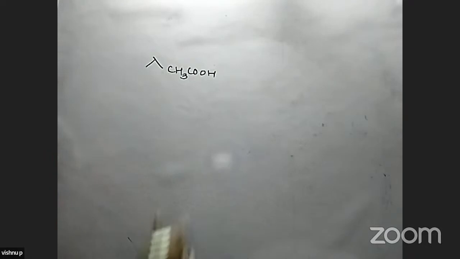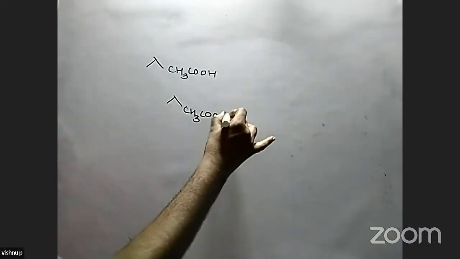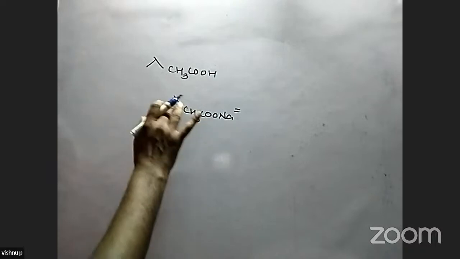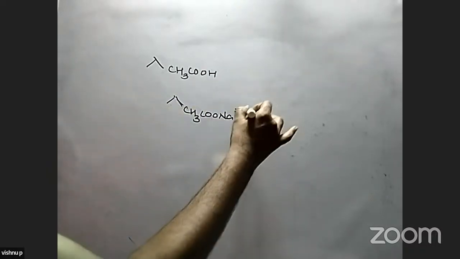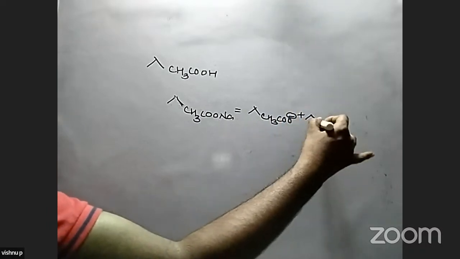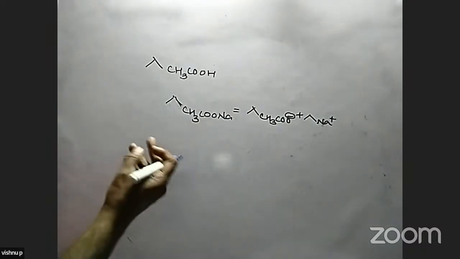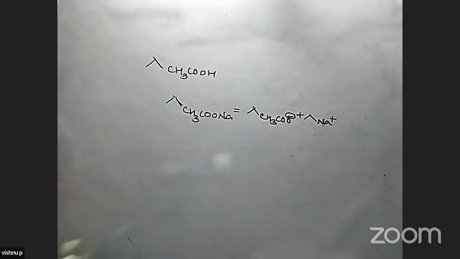So for this electrolyte, how to find out this conductivity? By using Kohlrausch law. So we take an example, conductivity of sodium acetate, it is a salt, and sodium acetate is completely dissociated into acetate ions and also sodium ions, because sodium acetate is a strong electrolyte, it is completely dissociated.